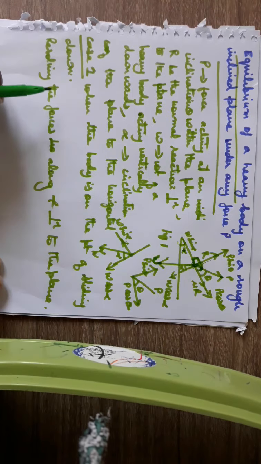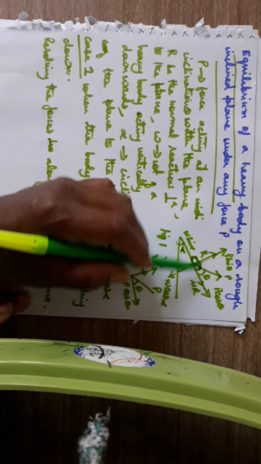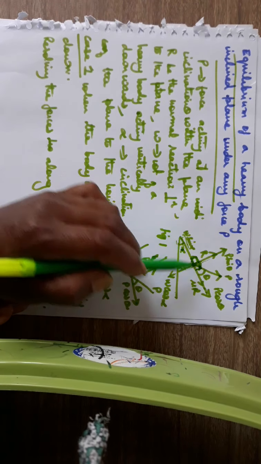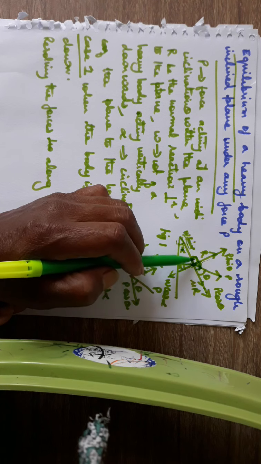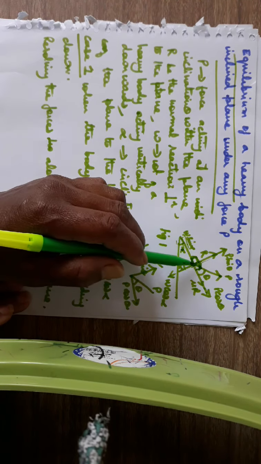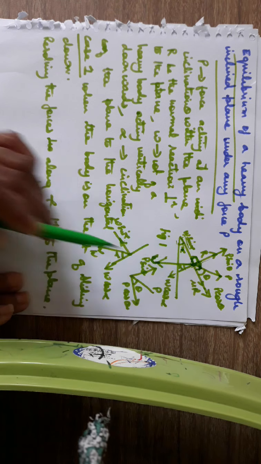So there are two cases here. Two cases will arise. One is when the body is on the point of sliding down, and the other is when this heavy body is on the point of moving up. So the first case is when the body is on the point of slipping down.